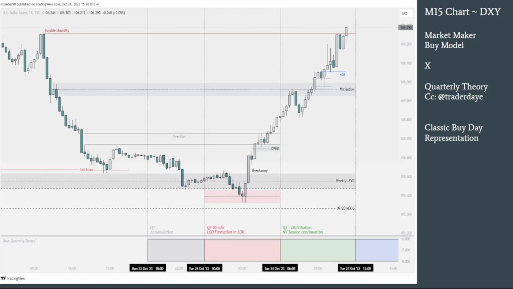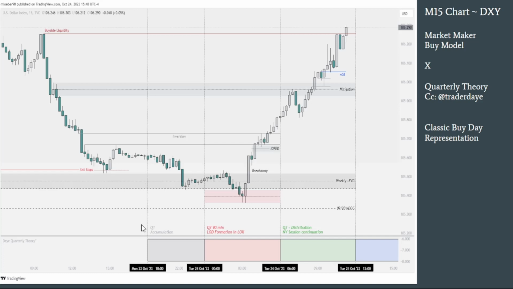And moving on to our M15 chart on the dollar index, we have a clear depiction of a market maker buy model. And on top of that, I've incorporated Day's quarterly theory, so big credits to him. I think that incorporating quarterly theory with market maker buy and sell models has helped me tremendously in regards to my trading. It has allowed me to understand a better aspect of time and when price is delivered from point A to point B, or external to internal, or internal to external liquidity.